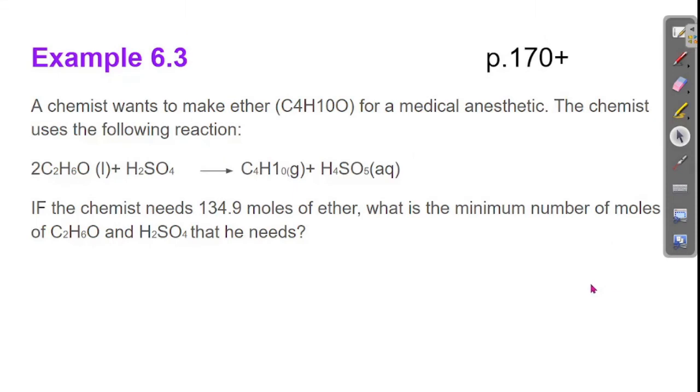Example 6.3 on page 170. So there's a lot of repetition in this module, but it's so important. That's why he repeated so many times.